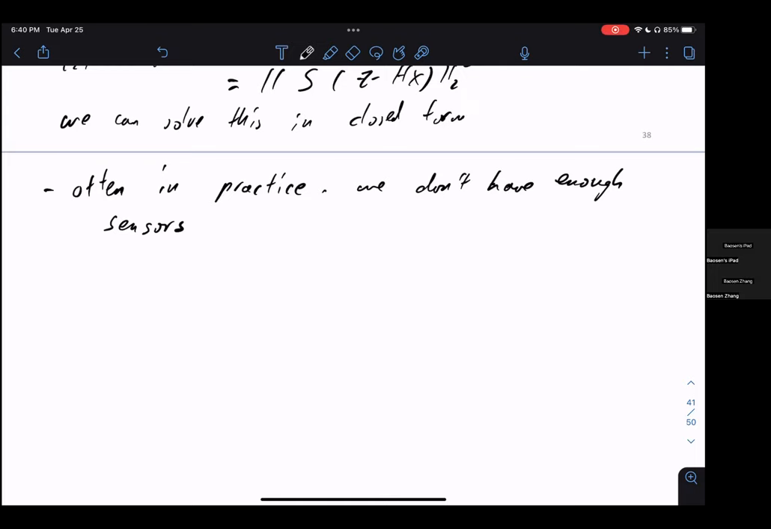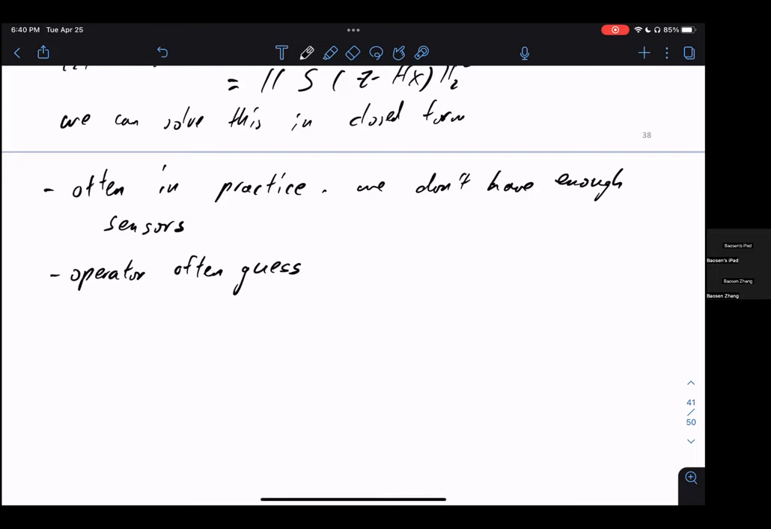Right, so what you do is basically guess. This actually happens a lot. I don't have the measurement I want right now, either because I don't have enough sensors or the sensor's broken or something. What we can do is, engineers often guess. Operators just guess. You guess a number.